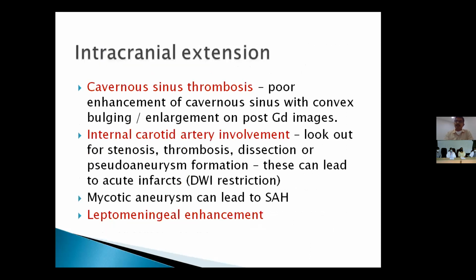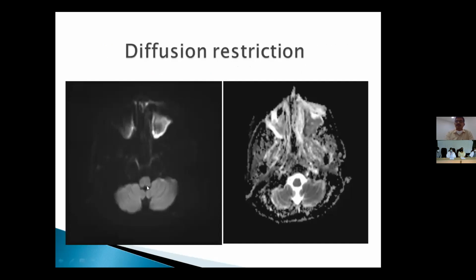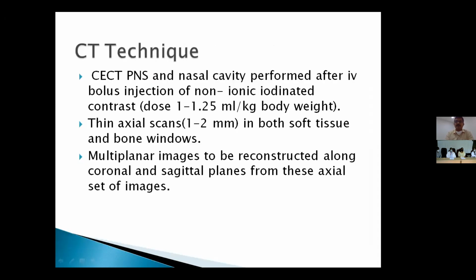So intracranial extension can manifest as cavernous sinus thrombosis, internal carotid artery involvement, mycotic aneurysms, leptomeningeal enhancement, early cerebritis, intracerebral fungal granulomas, white matter edema, abscess formation, and perineural spread. So this is the diffusion restriction. Here we can see both maxillary sinuses occupied with hypointense signals, which show diffusion restriction, which is indicative of fungal infection.